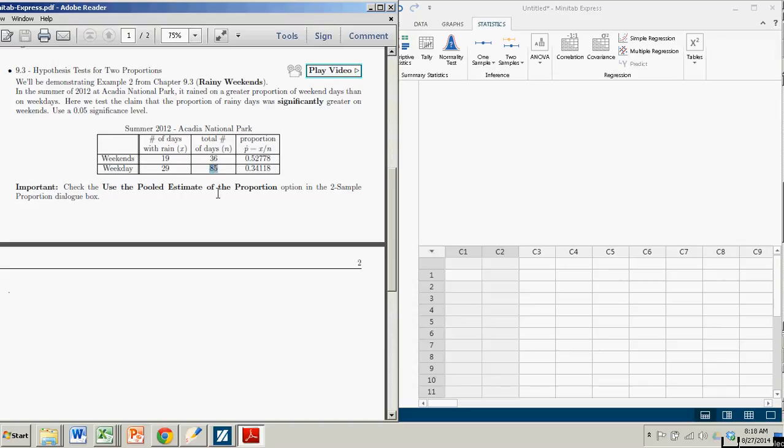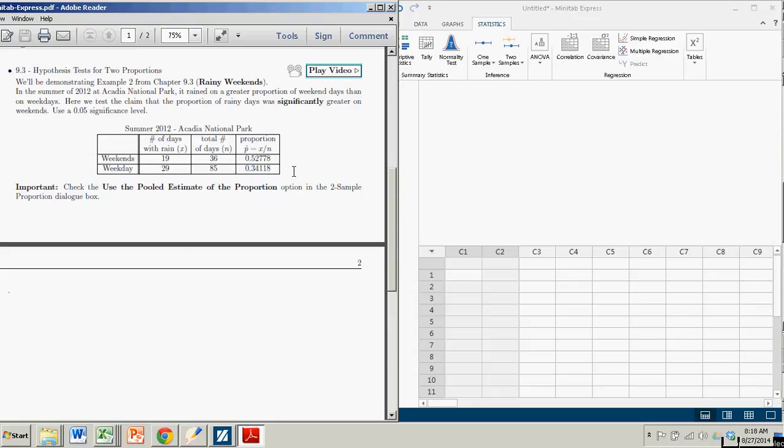85 weekday days. And so what we're wondering, and if you look at these actual sample proportions, you can see we had about 52% of the weekend days were rainy and only about 34% of the weekday days were rainy. And we're asking, is that a significant difference? Is that a difference that is so large that it is unlikely to be a result of random variation?